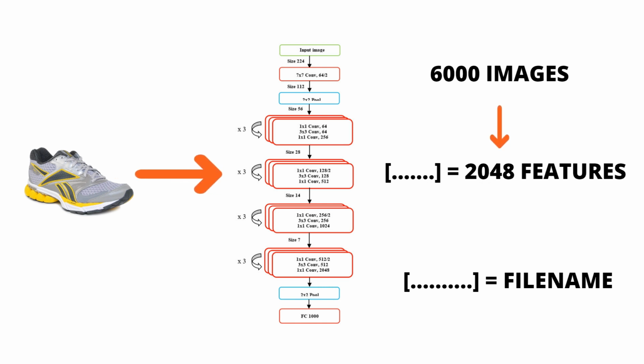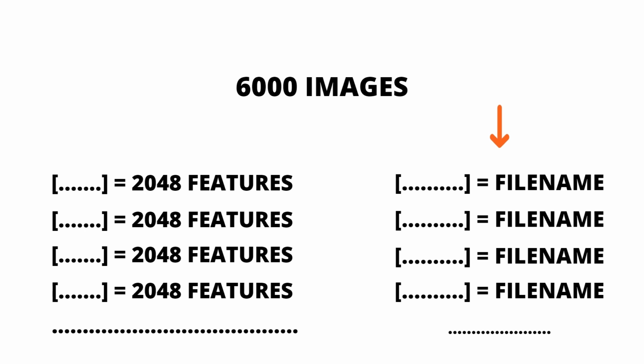If I assume that we have 6,000 images, it will give 6,000 feature vectors. Then we have the file names. That means we need the 2048 features with their corresponding file names. So if we see it like that, we have 6,000 images, 6,000 feature vectors, and also the 6,000 file names with their corresponding feature vectors.